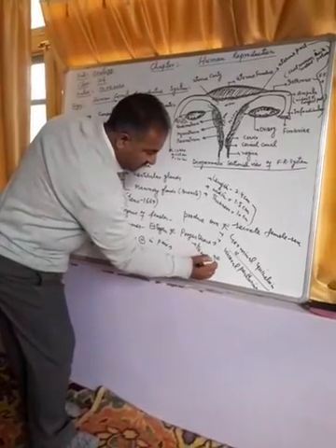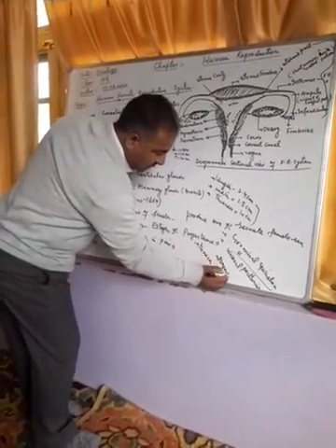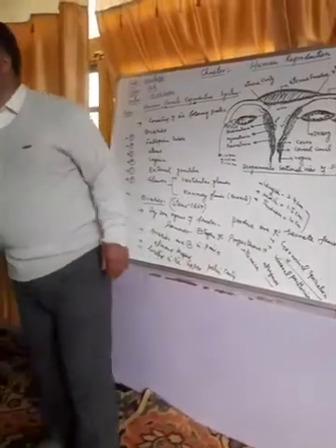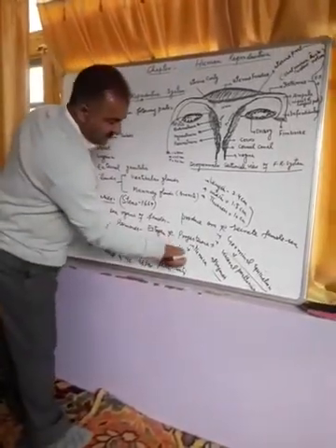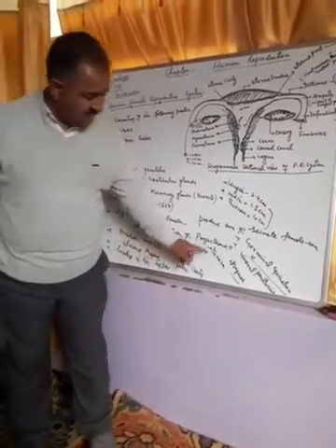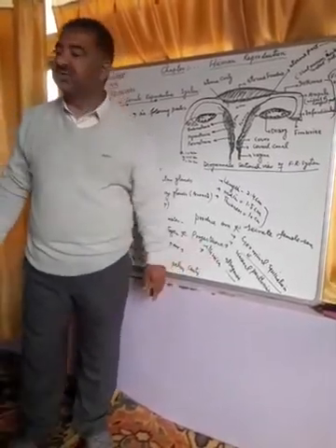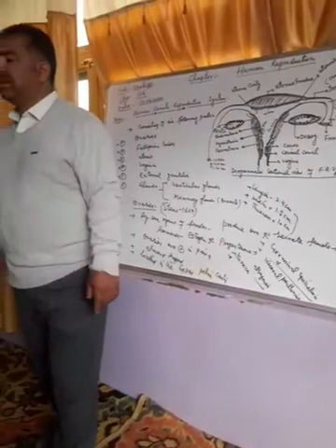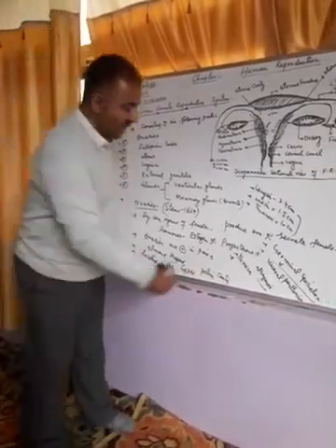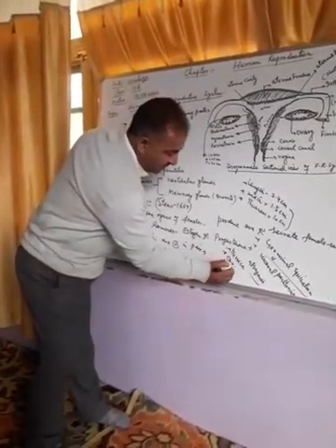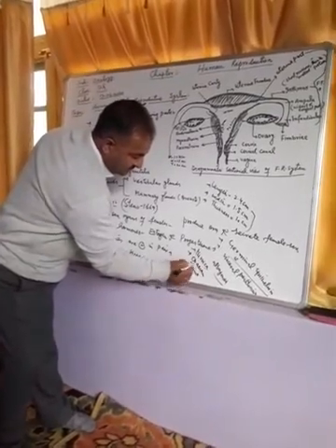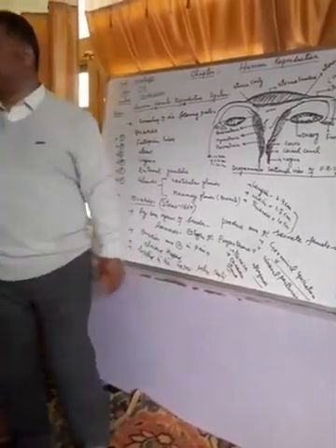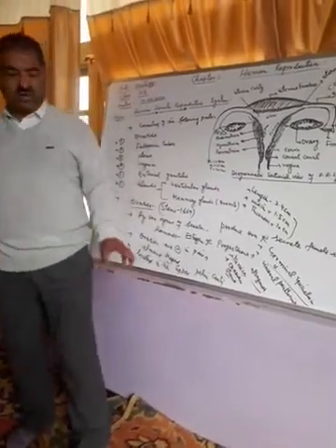a connective tissue, and underlying it, that means underlying what? Underlying this tunica albuginea, there is the ovarian stroma.